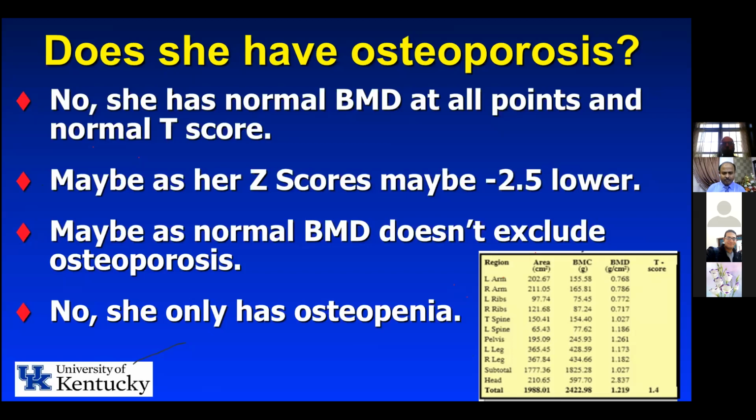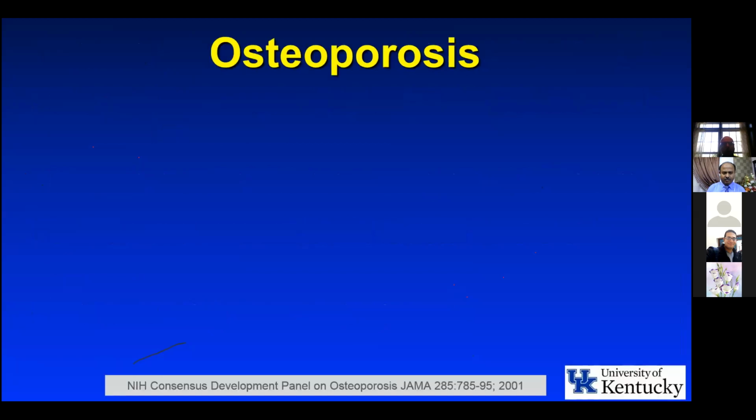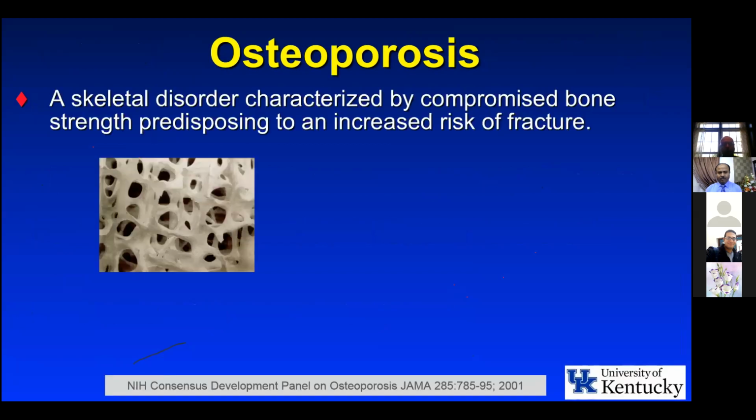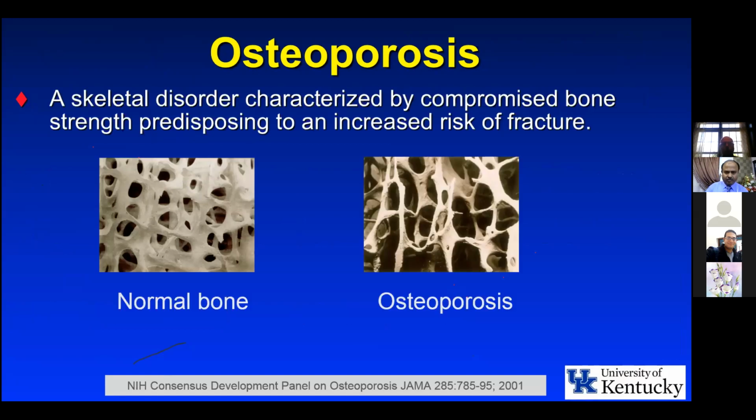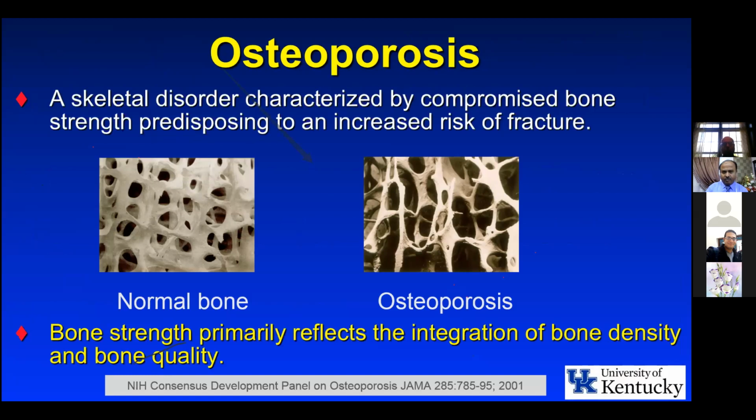So osteoporosis is not only BMD and not only T-scores or Z-scores or whatever score you are using. We'll come to this in the next slide with the definition. There are mainly two definitions of osteoporosis, one by the NIH and one by the WHO. The NIH, about 20 years ago, defined osteoporosis as a skeletal disorder characterized by compromised bone strength, predisposing to increased risk of fracture. And they said bone strength primarily reflects the integration of bone density and bone quality.